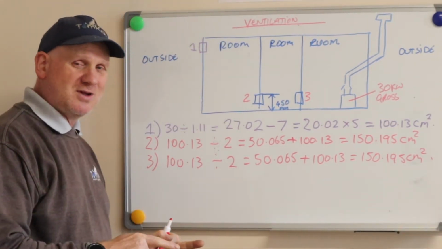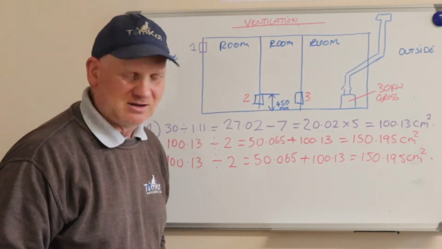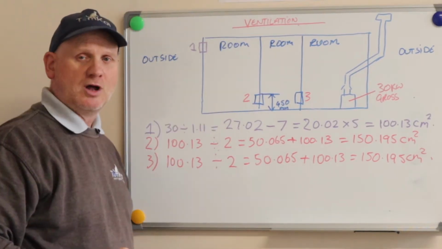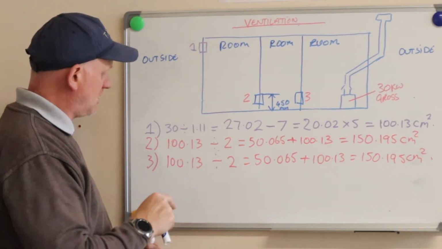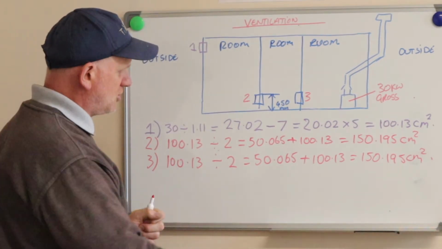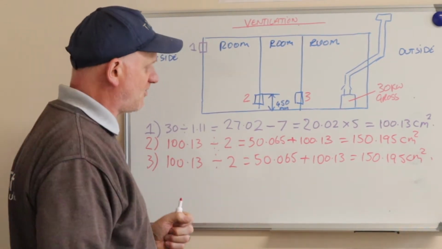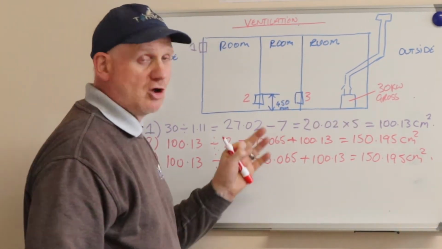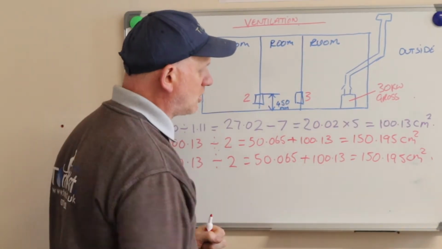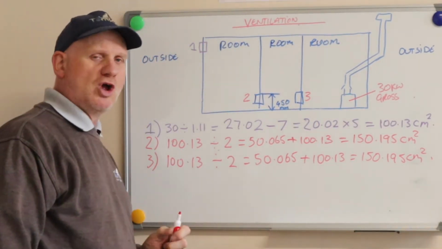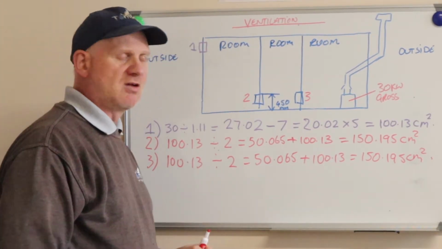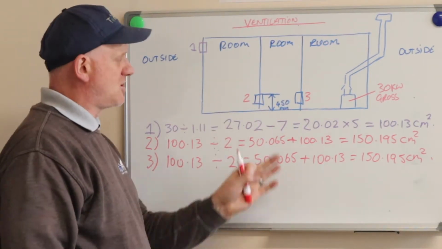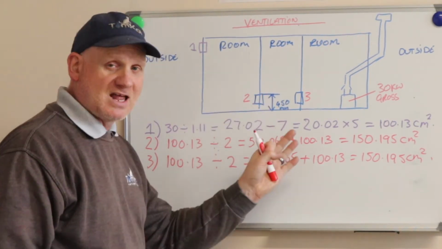So the way I do it, because my maths isn't that good, what I do is I take the 100.3 from vent number 1, because it's got to be 50% bigger, then I divide it by 2, which gives me 50.065. Then I need to add the 100.13 back on, which gives me a total of 150.195 centimetres squared. So 151 centimetres squared for both 2 and 3, because they need to be 50% larger than vent number 1.